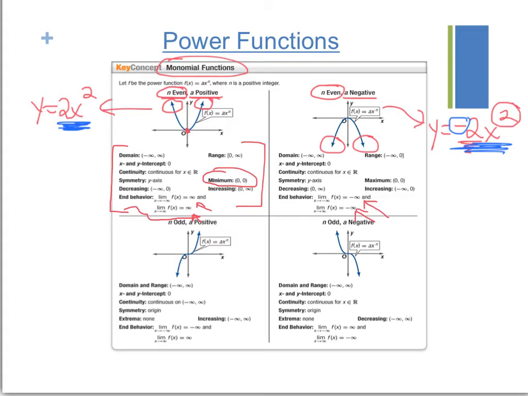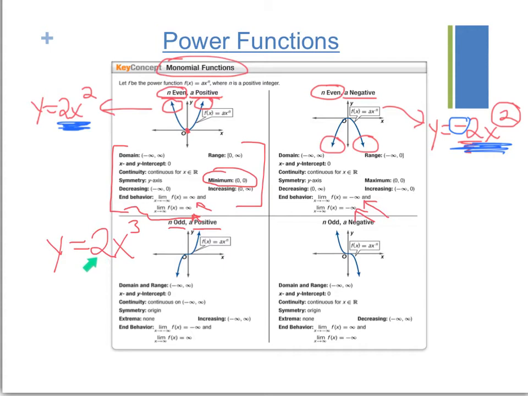If you have a monomial function where n is odd and a is positive, so now we're looking at an odd exponent function, our coefficient is positive, so we'll say something like 2x to the third power. Because our exponent is odd, when we have an odd power, our end behaviors are going to go in opposite directions, meaning one is going to be pointed up and one is going to be pointed down.